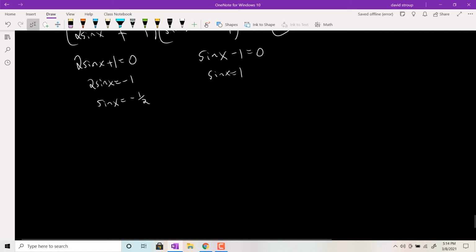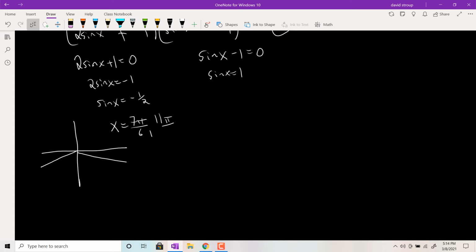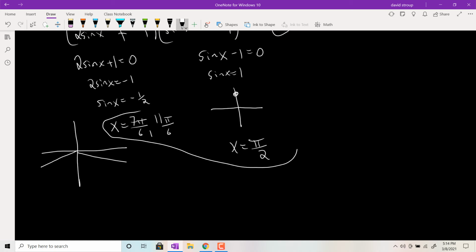And then look for your solutions. So for negative 1/2, the reference angle for 1/2 is pi over 6. Sine is negative in the third and fourth quadrant. So we're looking at x equaling 7 pi over 6 and then 11 pi over 6. And that would be as good as you get. If you add any more multiples of 2 pi, it's going to go out of the range from 0 to 2 pi. And then sine of x equals 1, so that's when x is pi over 2. That'll only happen there in that interval. Okay? So those will be our solutions.